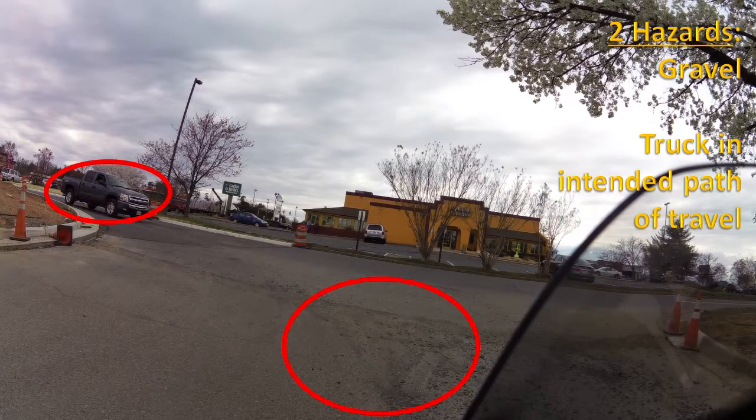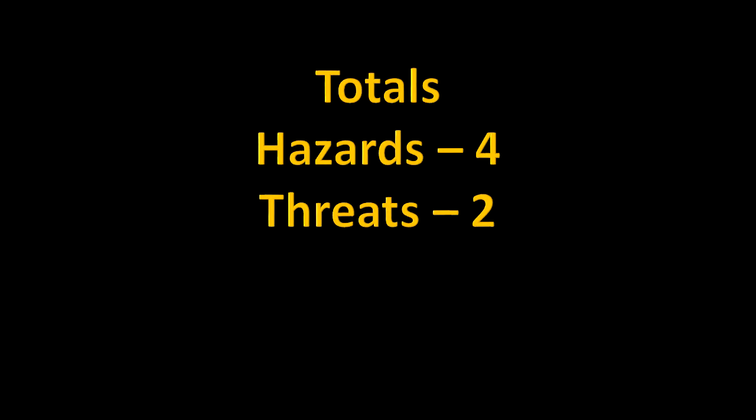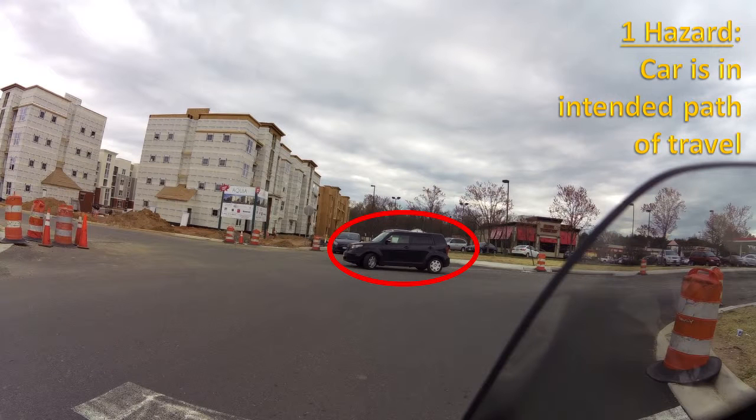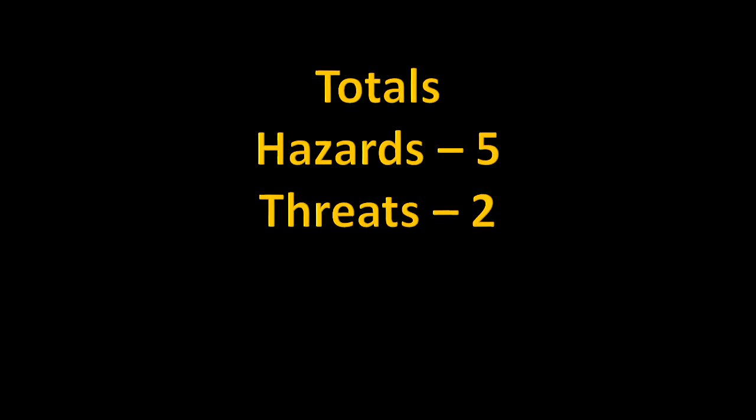There were 2 hazards at this point, the gravel in the road and the truck in my intended path of travel. This point only had 1 hazard. There was a vehicle doing a U-turn in the middle of the intersection.